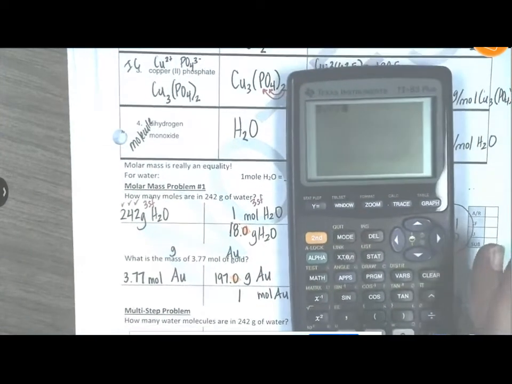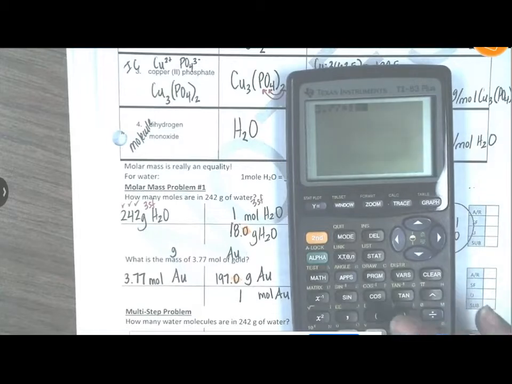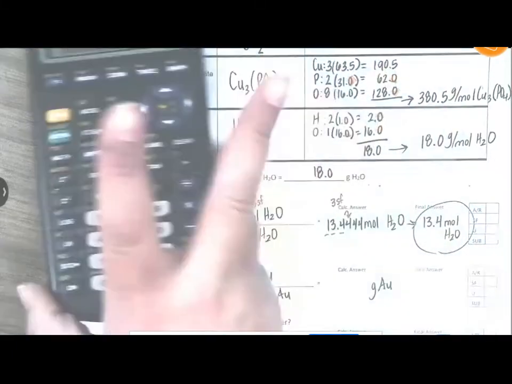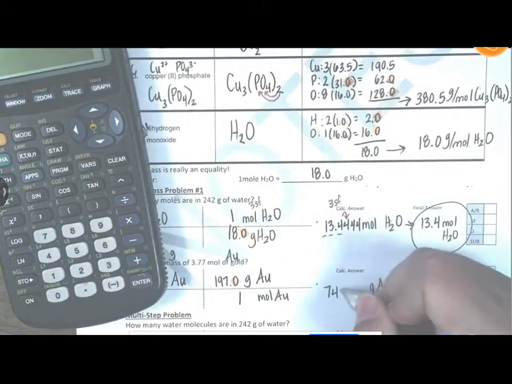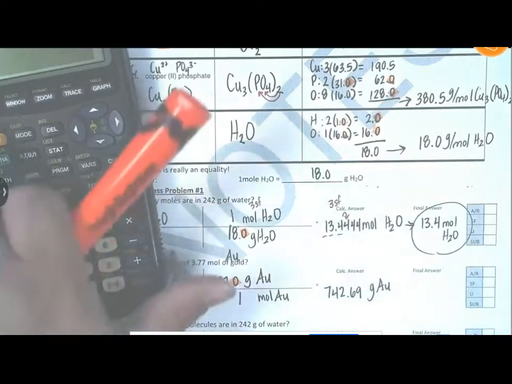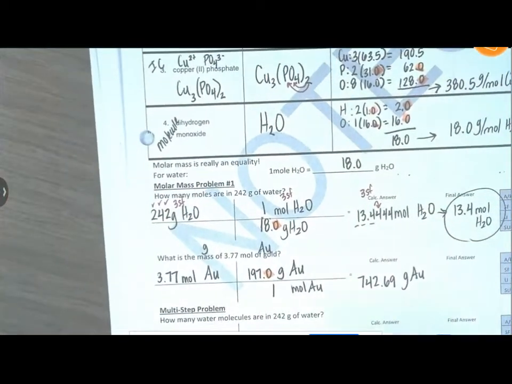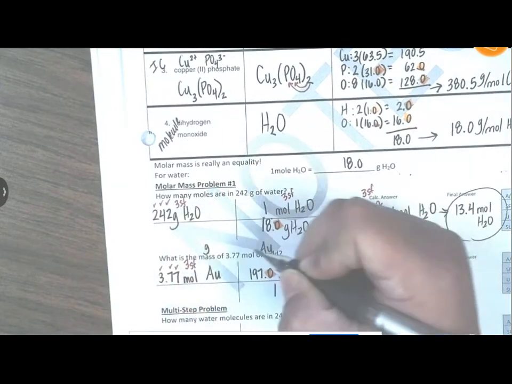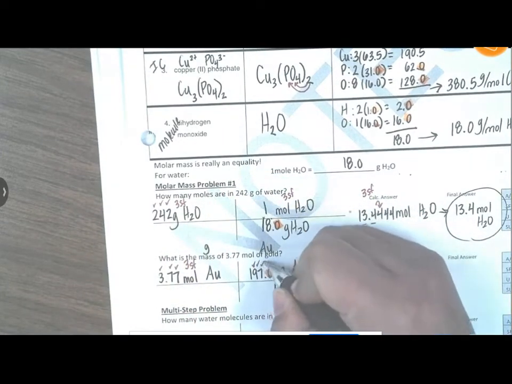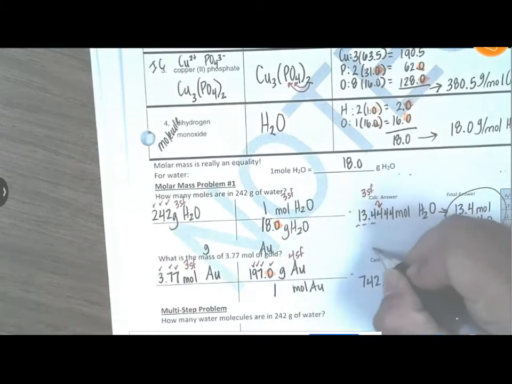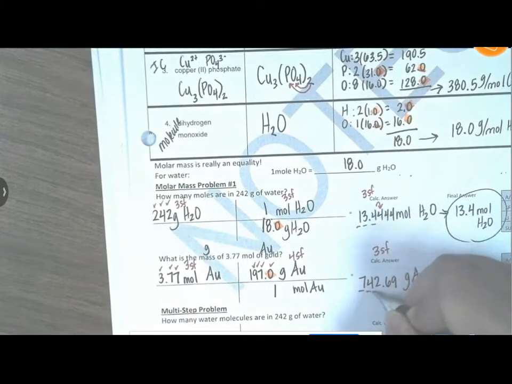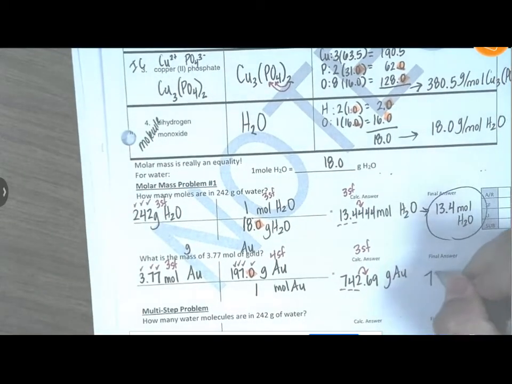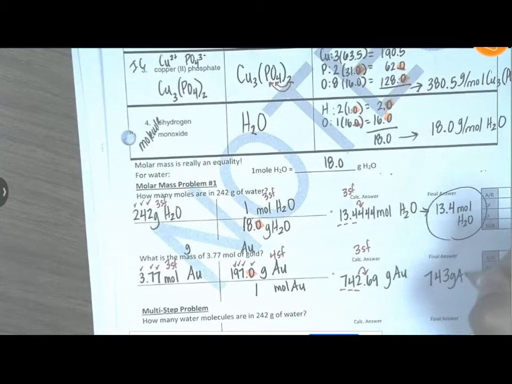So I take 3.77 times 197.0, and that gives me 742.69 grams. But I'm going to count my sig figs, right? So that's 3 sig figs, 4 sig figs. The least amount is 3 sig figs, so I look at the neighbor. So I'm going to round to 743 grams of Au.